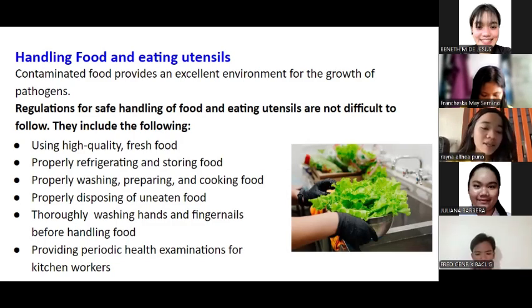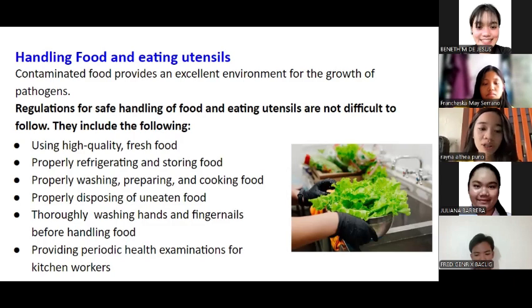First is using high quality fresh foods. Lagi natin tatandaan na always choose fresh ingredients para ma-minimize yung risk of contamination because quality matters. So check natin lagi yung mga expiration date and avoid damaged or spoiled items. Next is properly refrigerating and storing food. So store food correctly by refrigerating perishable items promptly and make sure na yung fridge is nakaset siya sa right temperature to slow down bacterial growth.